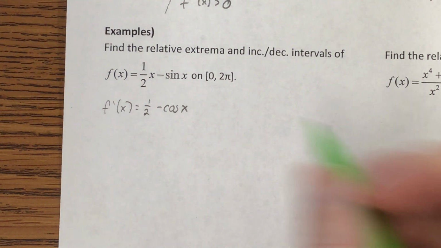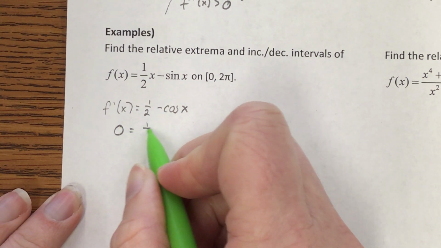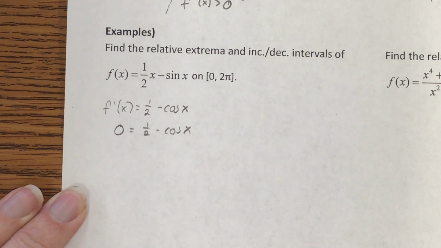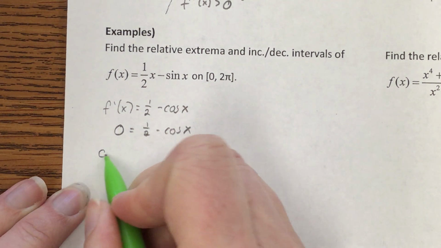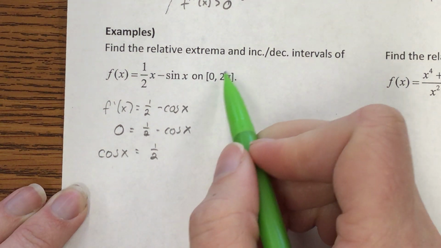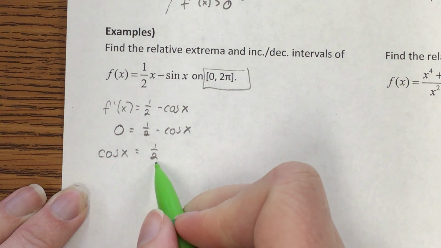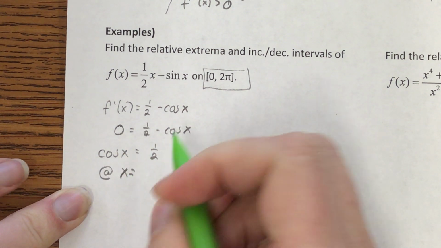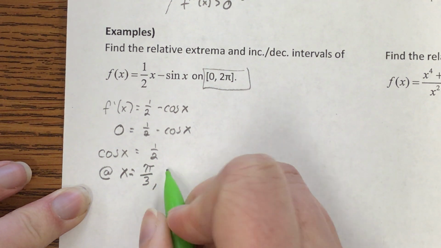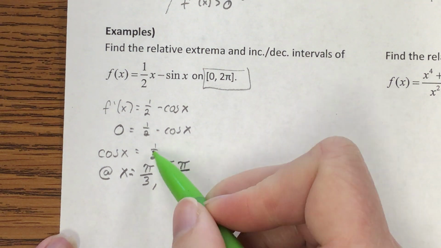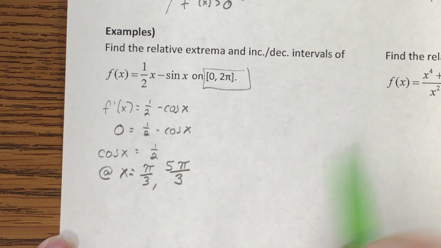We find critical numbers by setting this equal to 0. 0 equals 1/2 minus cosine x. And then we need to get cosine by itself and figure out where cosine equals whatever. So we're going to add cosine to both sides. Cosine x equals positive 1/2. Where on 0 to 2 pi does cosine equal positive 1/2? This happens at x equals pi over 3 and 5 pi over 3. All right, use your unit circle to find the spots where cosine of x equals 1/2, and these are them.